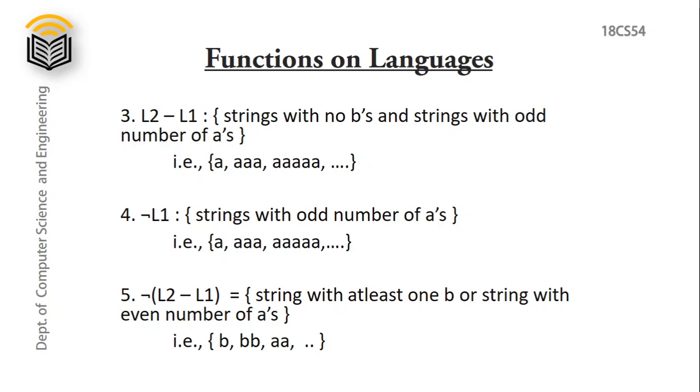Then we have the negation of L2 minus L1. We already know the difference of L2 and L1. Now we apply negation to it. Now it results in a set consisting of strings with at least one B or strings with an even number of A.